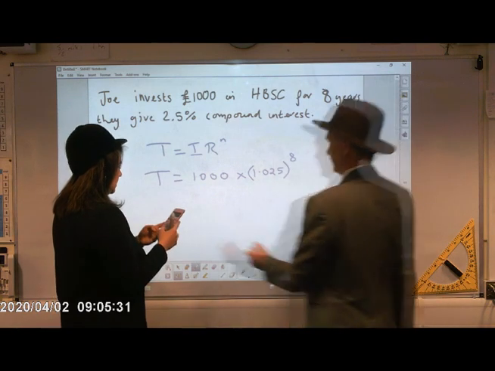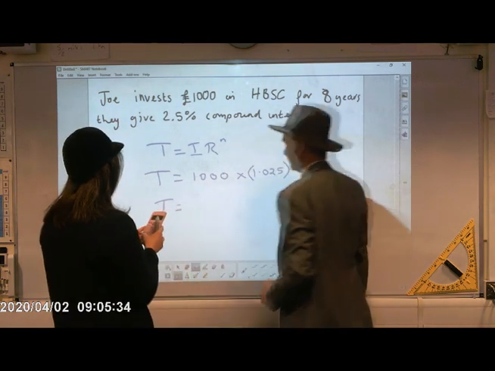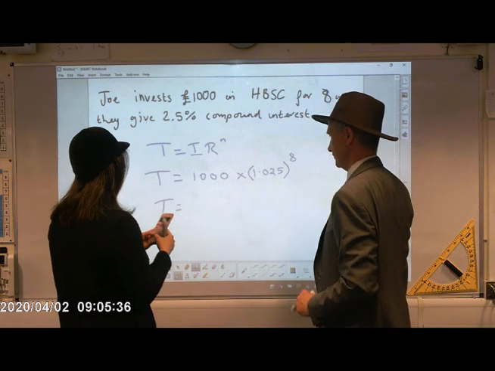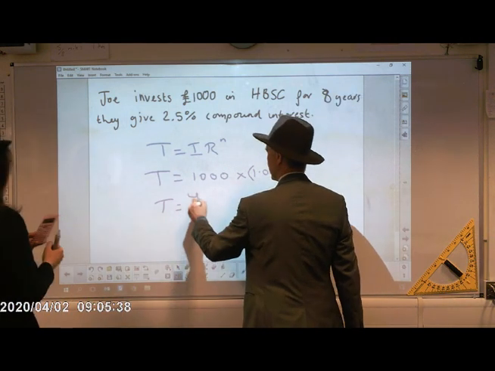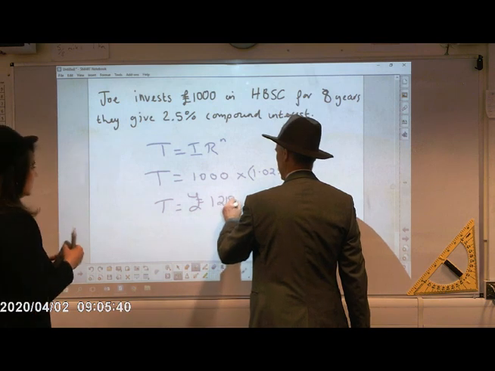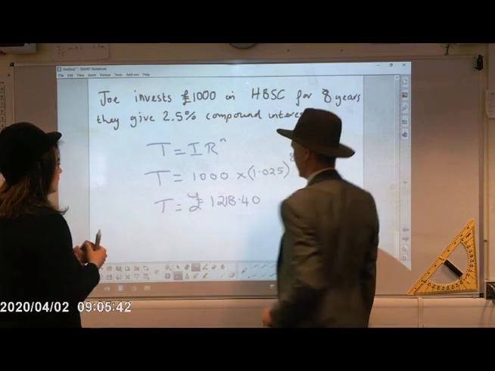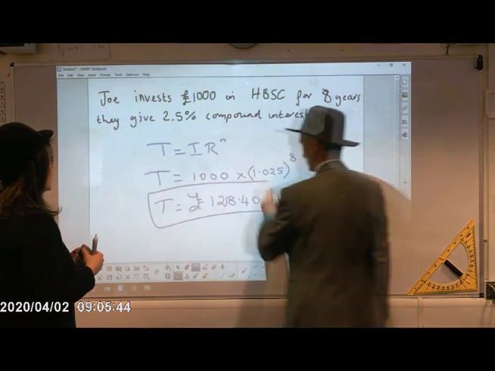1,000 times by 1.025 to the power of 8 gives me £1,218.40. Beautiful. Lovely.